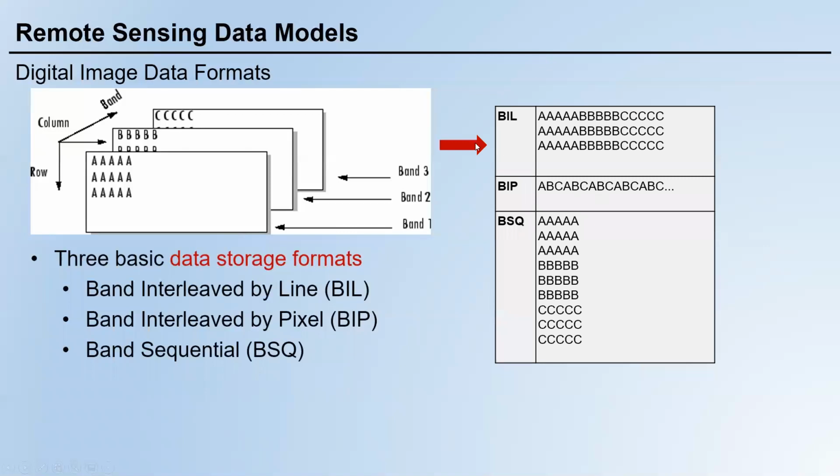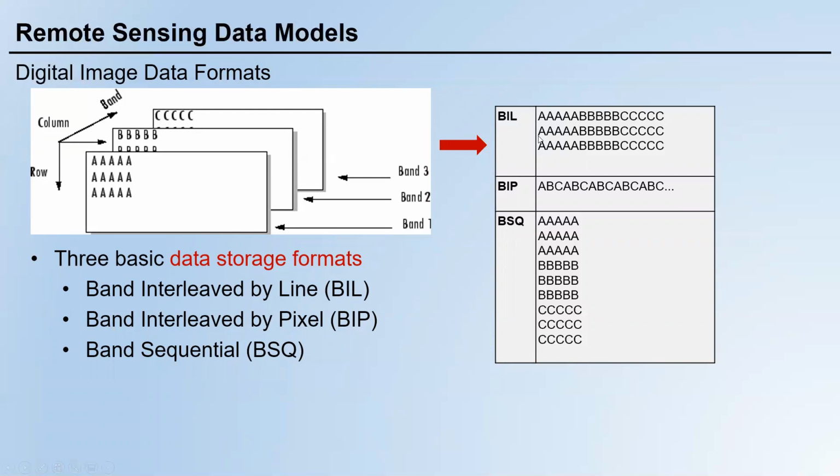Okay, here is the difference. So we have 3 images from 3 bands, right? Pixel A's, pixel B's, pixel C's. They also have their column numbers and row numbers. So if it is BIL, this is how you store the data. You store the first row of your image, right? So first row of band 1, A. First row of band 2, B. And first row of band 3, C.